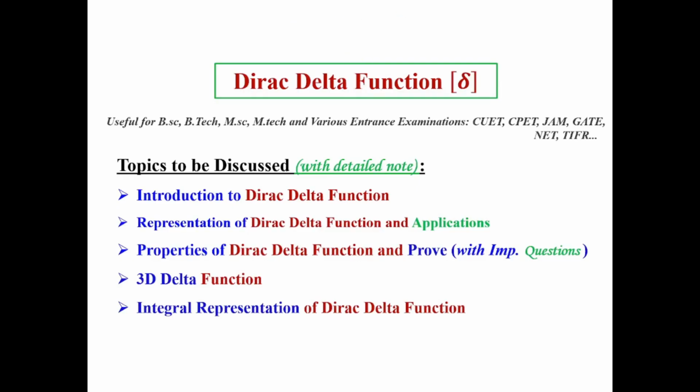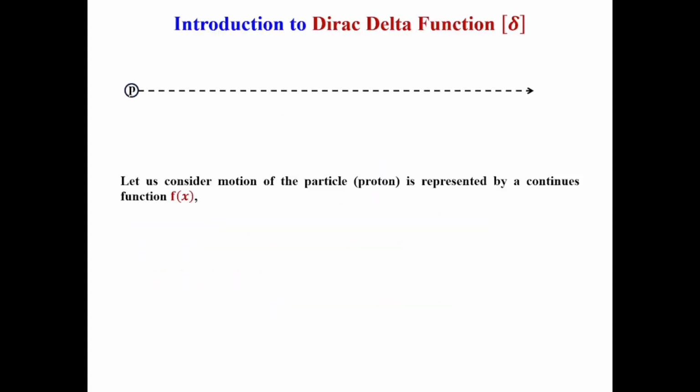Last class we discussed the eighth property of the Dirac delta function in detail. We proved the eighth property. In today's class, we are going to discuss the numericals based upon the seventh and eighth property. Okay, so let us start.